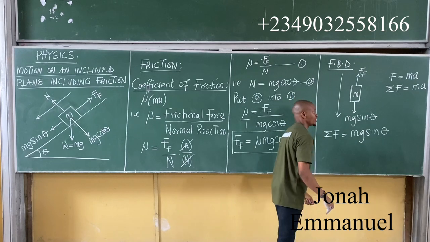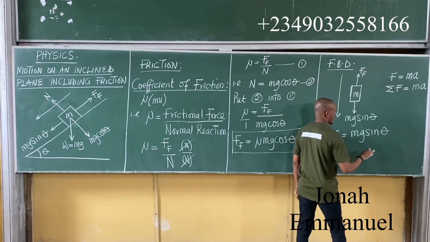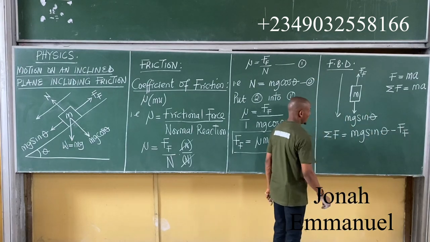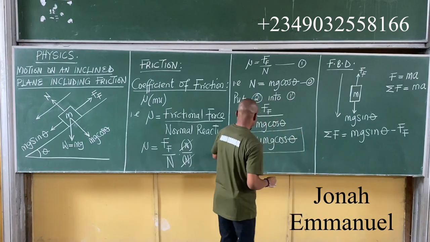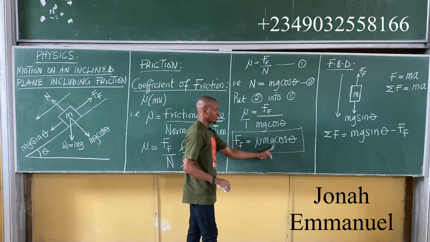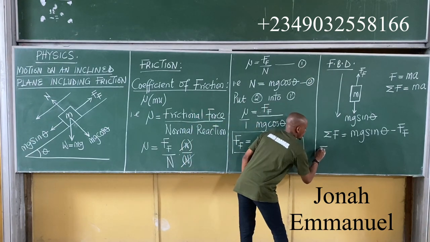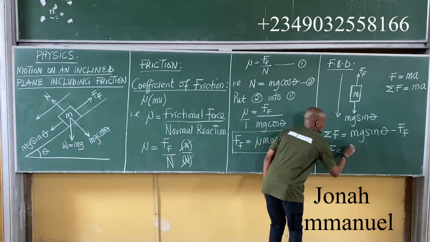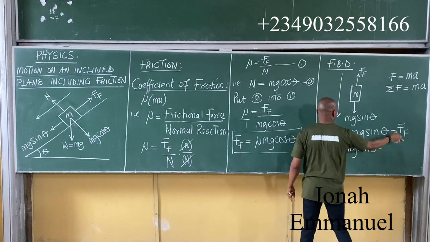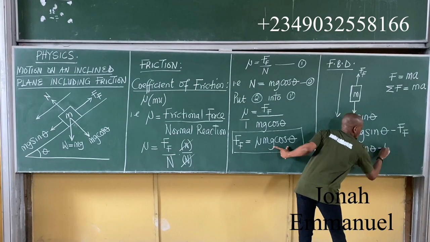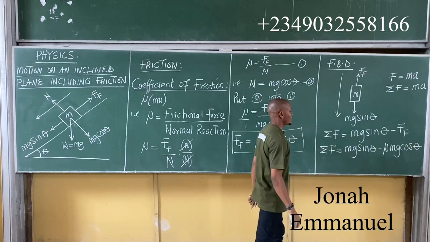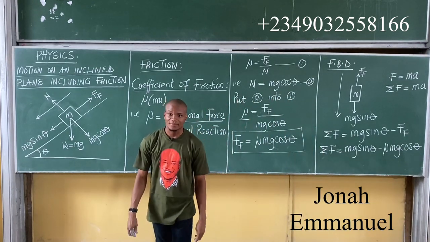The frictional force is going in the opposite direction, so it becomes negative. So it becomes minus frictional force. If I choose to impute values, we said frictional force is equal to mu mg cos theta. So the sum of forces is equal to mg sine theta minus mu mg cos theta.